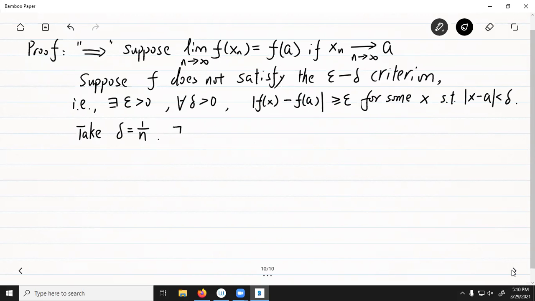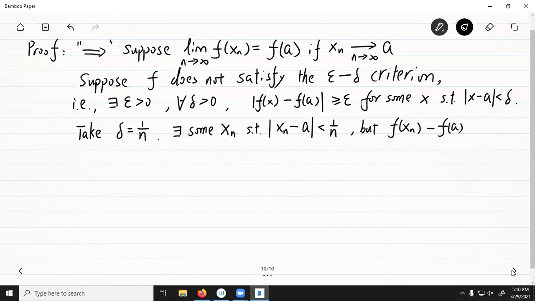So there exists some xn such that the absolute value of xn minus a is less than delta, which is 1 over n. But f of xn minus f of a should be greater than or equal to epsilon, right? This is what we have.